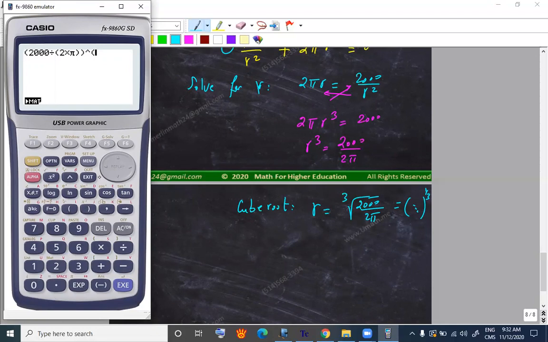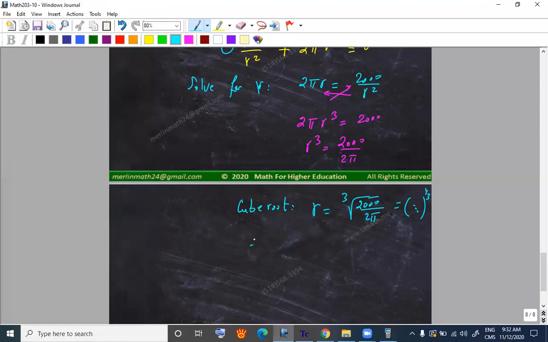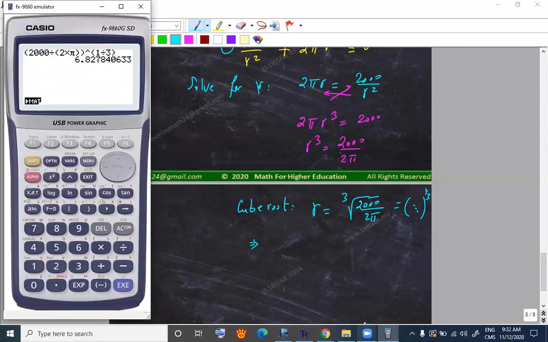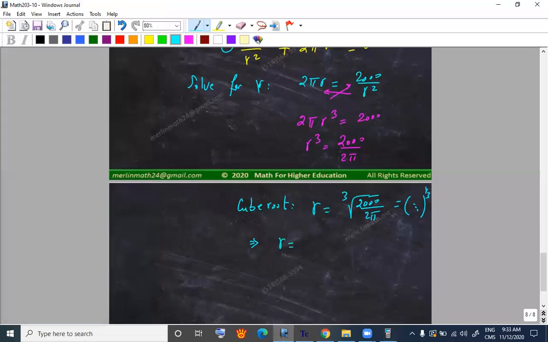Again, you have a cube root on your calculator, you put it in, but I'm just demonstrating in a different way. This is exactly what you should get, so r equals, and you preserve the unit. Now, how many decimals? Usually 2 decimal places are enough. So 6.8278. 2 decimal places, I just want to demonstrate how you round up. So 2 decimal places, I want to cut it right here.